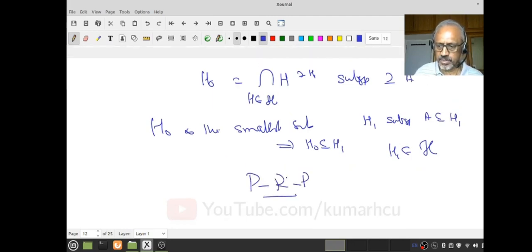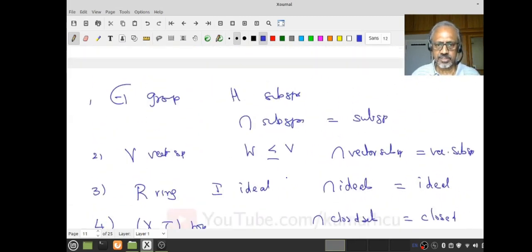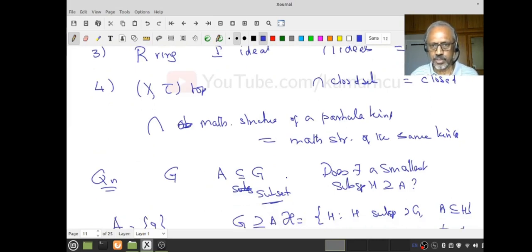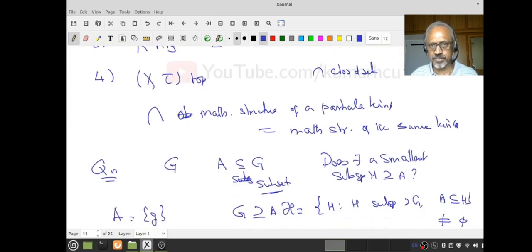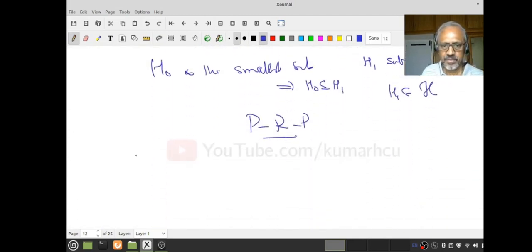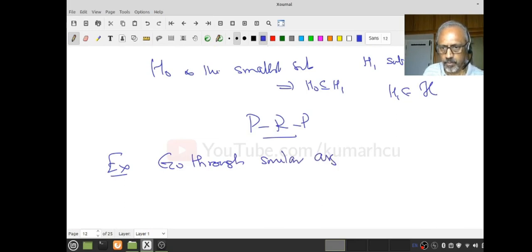The same thing is applicable to vector subspaces, ideals, etc. So I am not going to discuss those things. But if you are interested in learning mathematics thoroughly, please go through this argument again. So, exercise: do the same in the case of linear algebra and ring theory, that is, ideals.